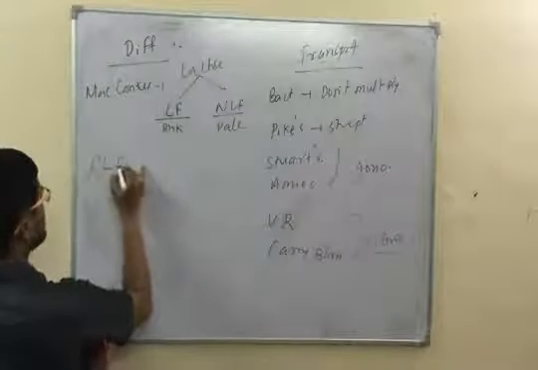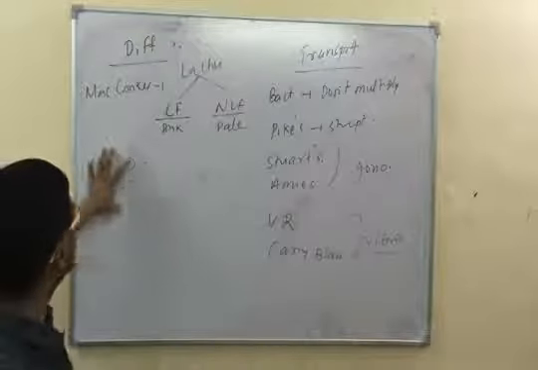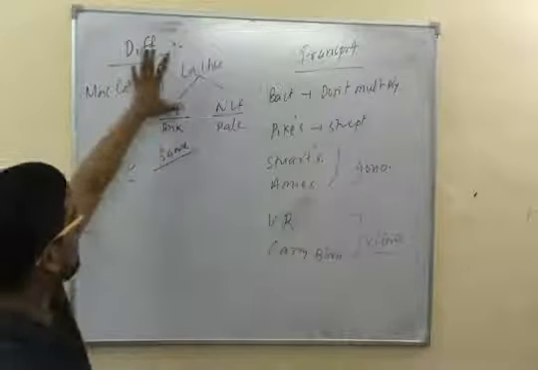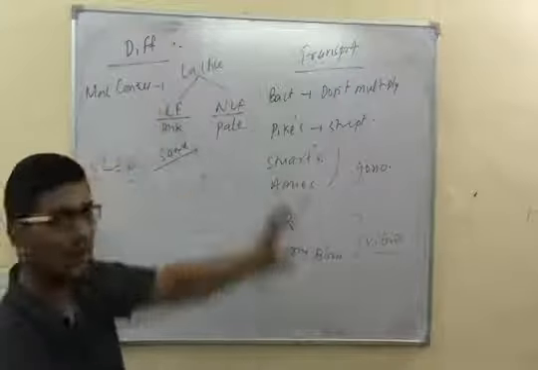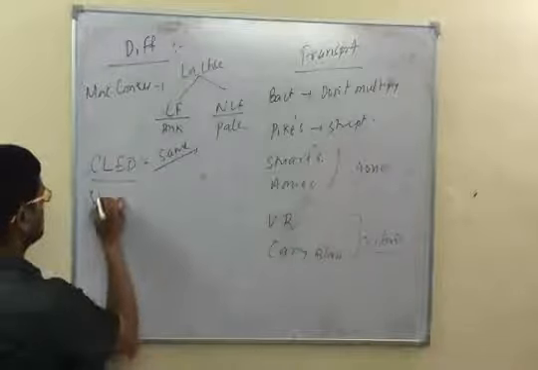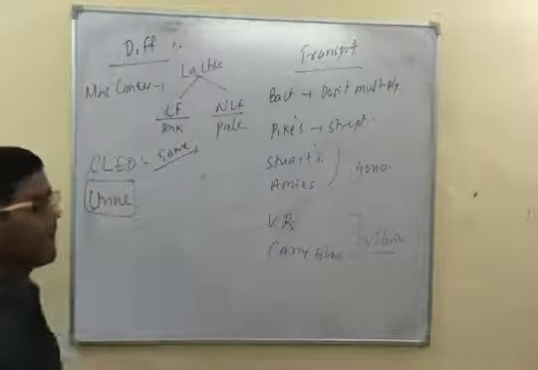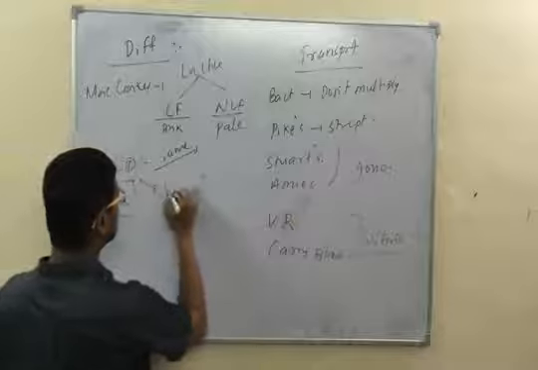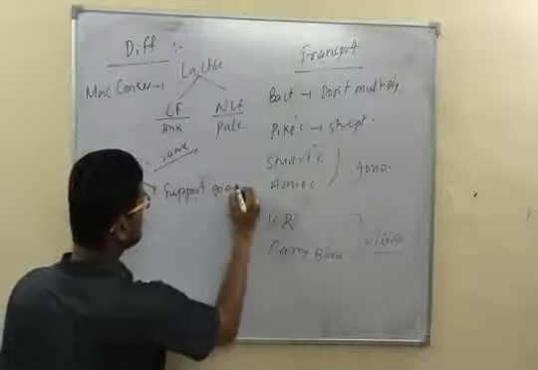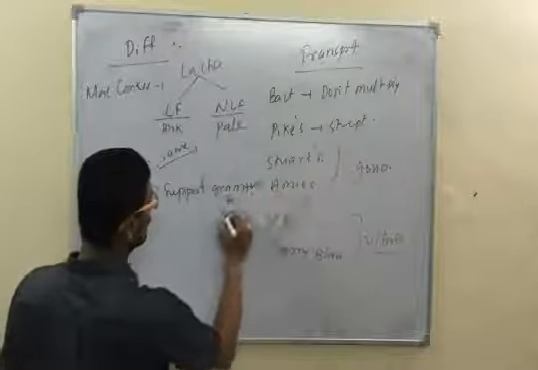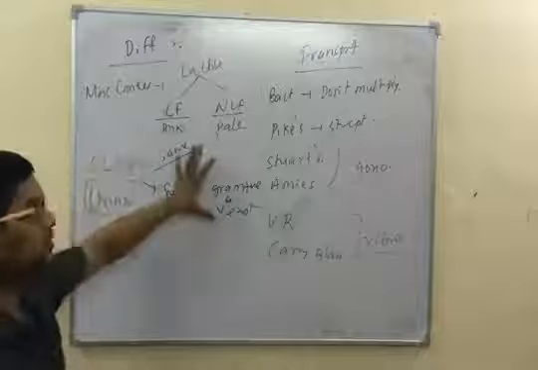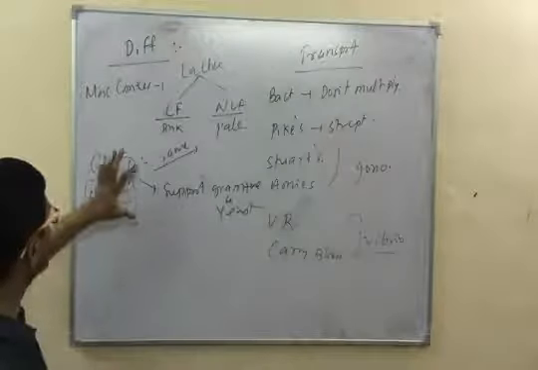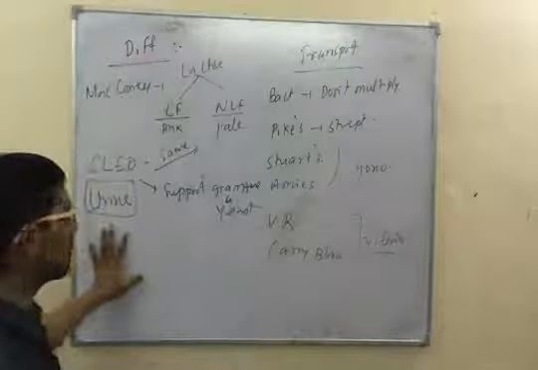Even CLED agar, that is cysteine lactose electrolyte deficient agar, is also an example of differential medium which has the same property, that is, it can differentiate the gram negative bacteria into lactose fermenters and non-lactose fermenters. It is specifically used for culture of urine specimens. The advantage of CLED agar over MacConkey agar is it can also support gram positive bacteria and yeast, whereas MacConkey agar may not. Hence it is better than MacConkey agar, especially for urine specimen.